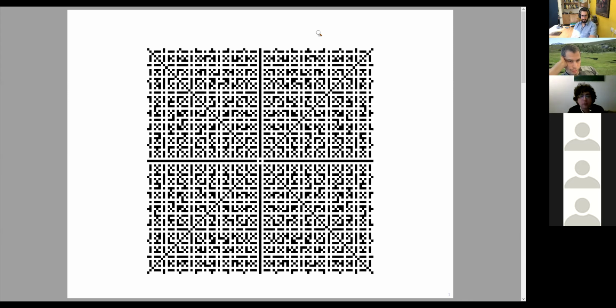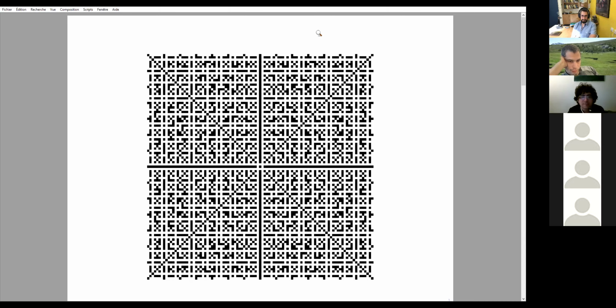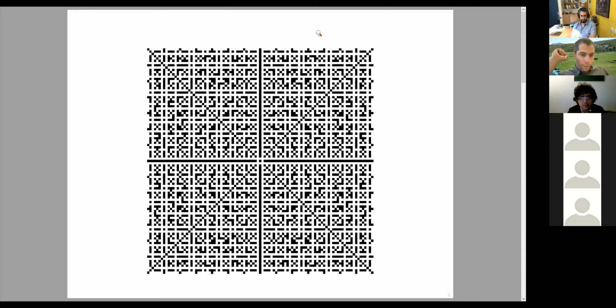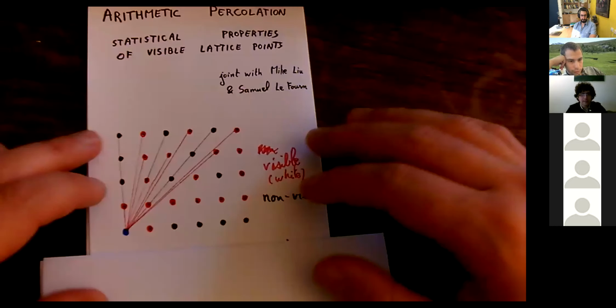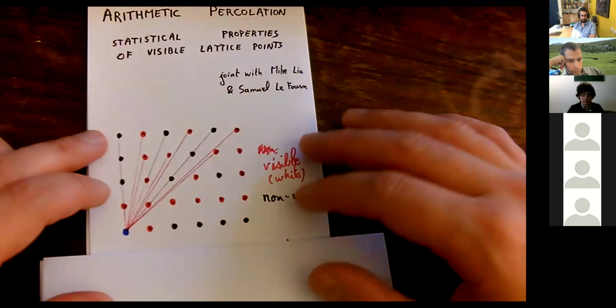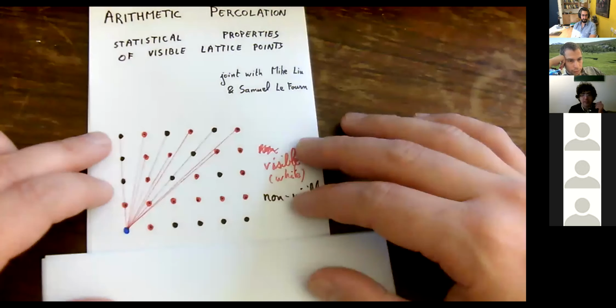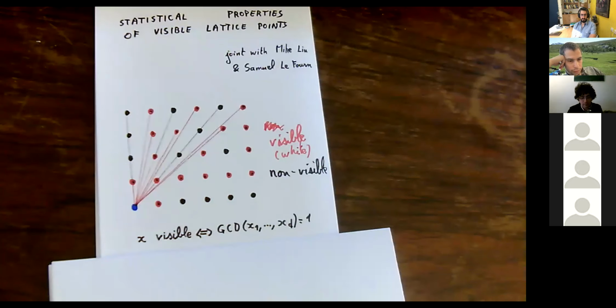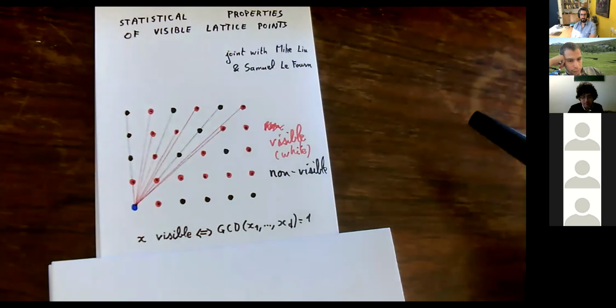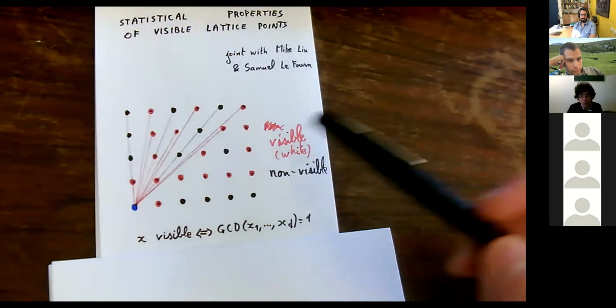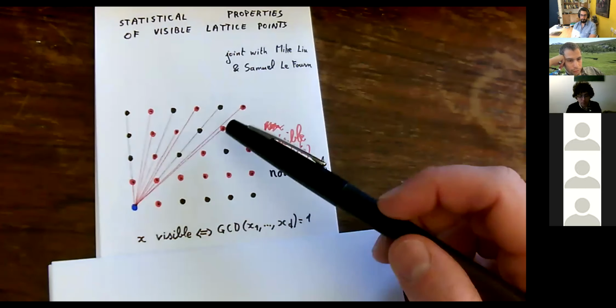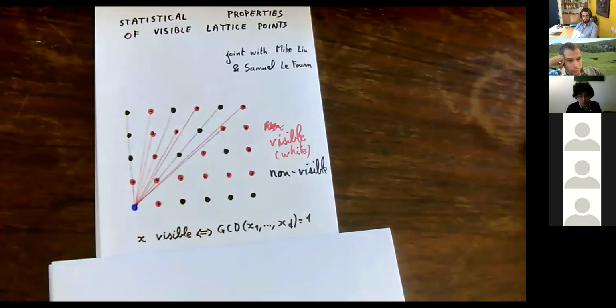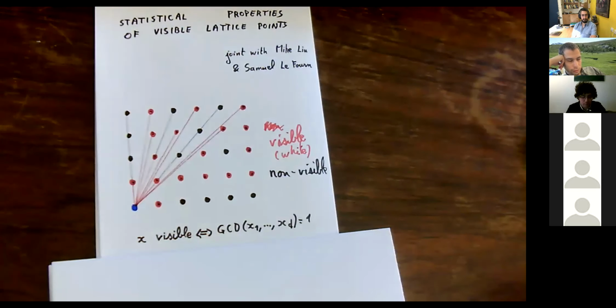Before showing a bit more simulation, I would like to come back to this. Okay, so where does arithmetic come from? Well, a point X is visible if and only if the GCD of its coordinates is equal to 1. Indeed, a point is not visible if it is a non-trivial multiple of some point, and the converse is true as well. So here is the connection with number theory.